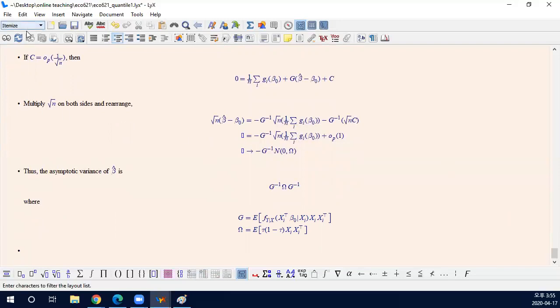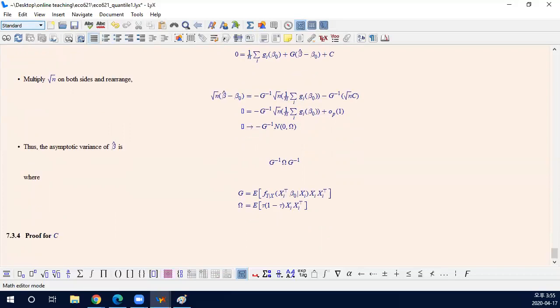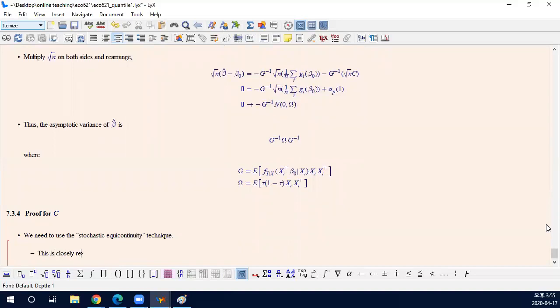And then what remains is we need to show the proof for term C. This is very complicated. We need to use the stochastic equicontinuity technique. This is closely related to uniform convergence. Stochastic equicontinuity is a sufficient condition for the uniform convergence.